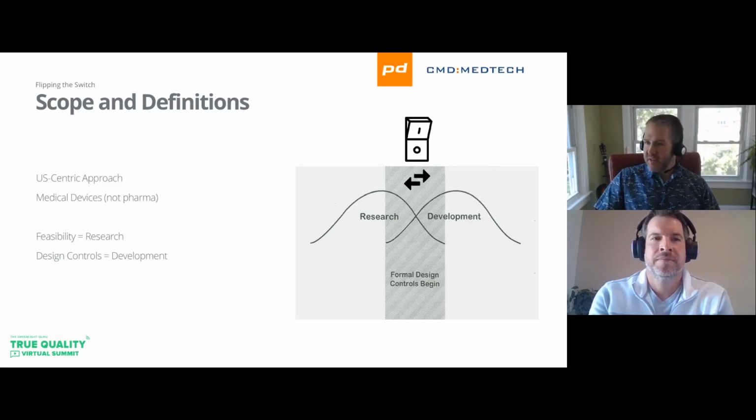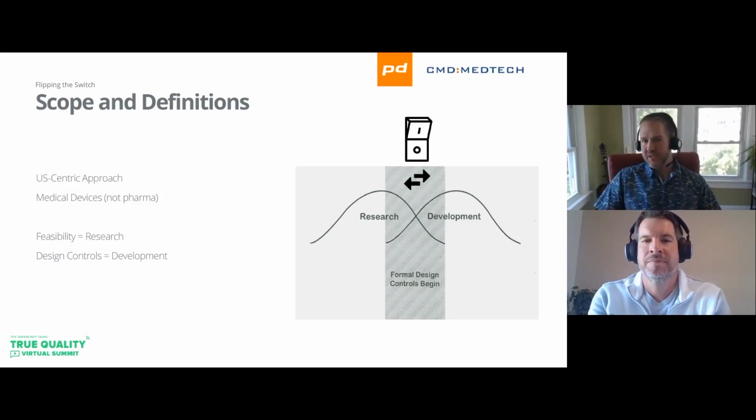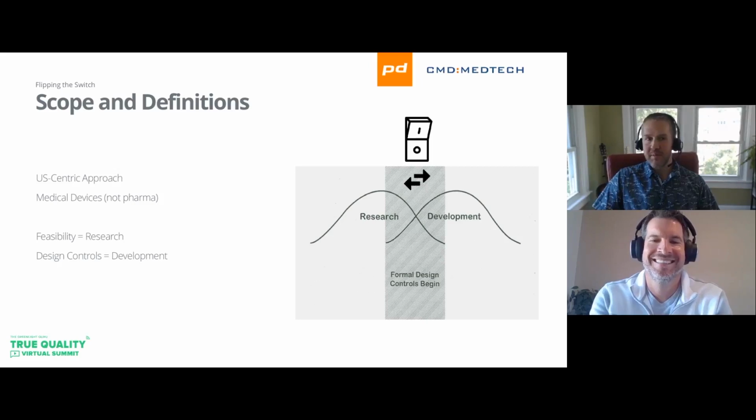Although some people may have different definitions of these terms, we're using these terms interchangeably throughout the presentation. So when we say feasibility, generally we mean research. When we say design controls, we generally mean development. So I try to use feasibility and design controls more than research and development here. But if I move back and forth, just know that I mean the same thing.